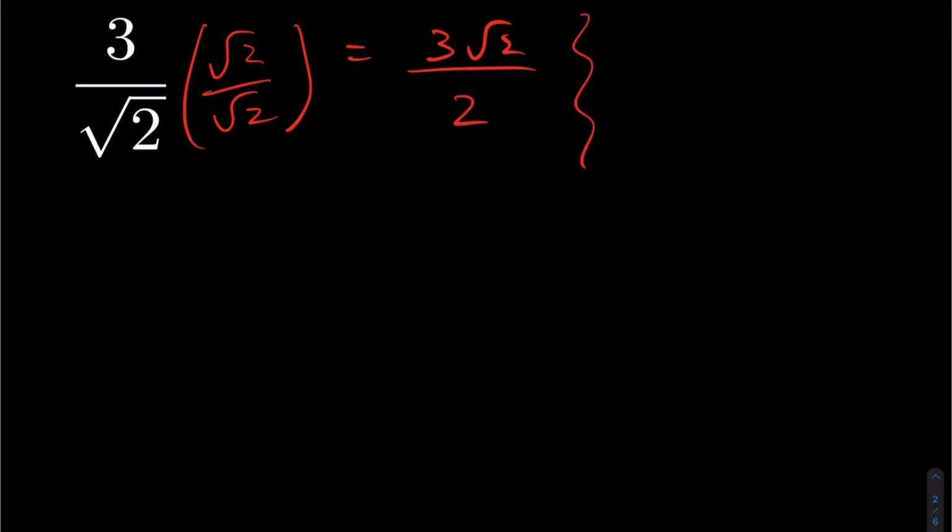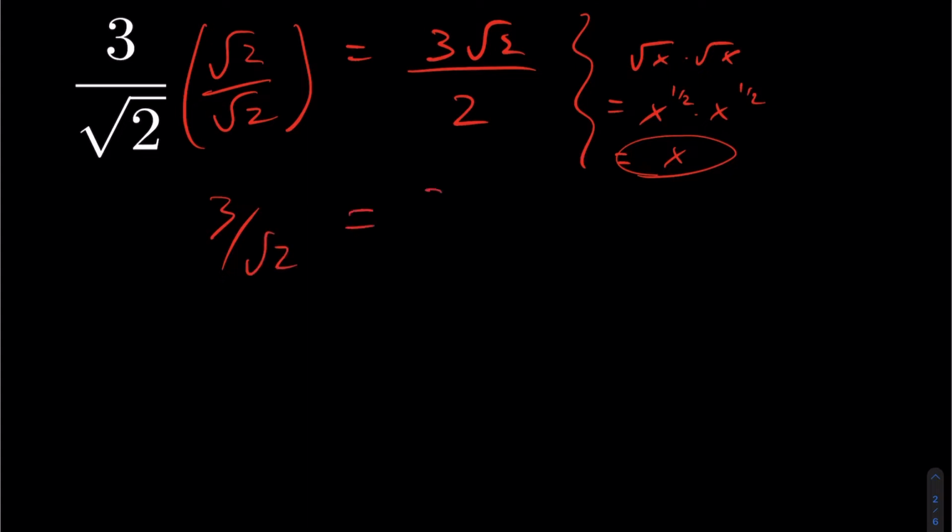In general, if you take the root of x times the root of x, as you know in exponential form, that'll be x to the 1/2 times x to the 1/2. And whenever you multiply with the same base, you add the exponents, in which case this just becomes an x. So in this situation here, we have 3 root 2 over 2. And now we've rationalized the denominator, gotten rid of that root sign on the bottom. Let's take a look at another example.